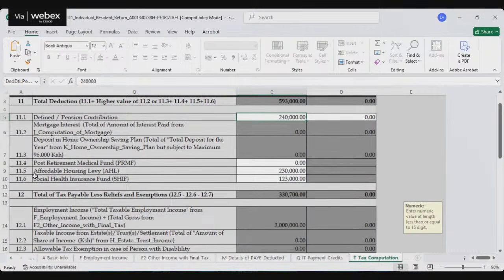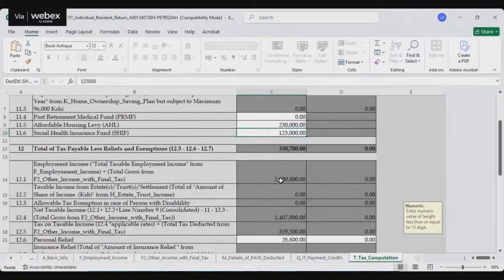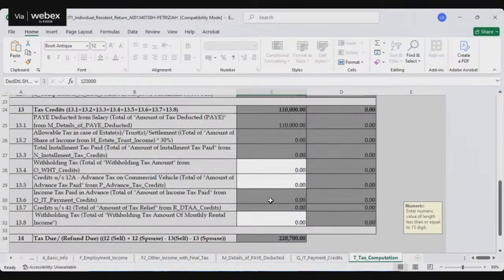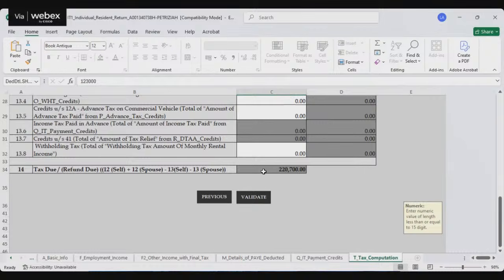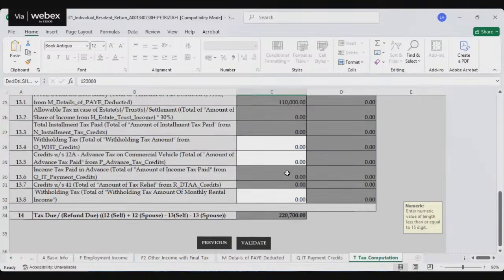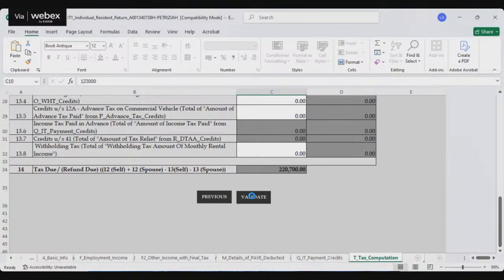Then also you'll be confirming that whatever was deducted from you as affordable housing levy has been captured correctly. Then also the amount that you have contributed toward social health insurance has been pre-filled correctly. Then you confirm the return. So before you validate, always remember to check this part number 14, which refers to tax due or refund due. Whenever the figure is positive, then remember you will be having something to pay to KRA. So in case it is correct, then you are supposed to validate the return.